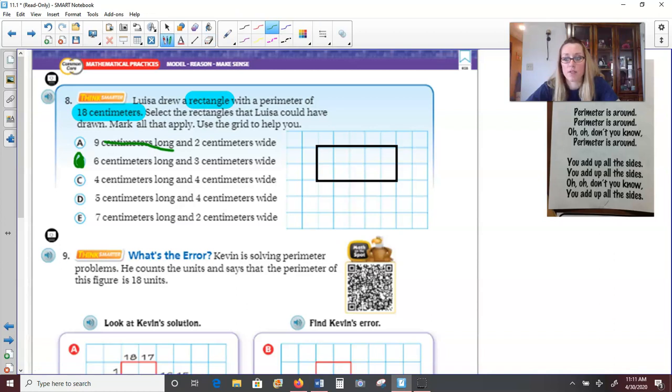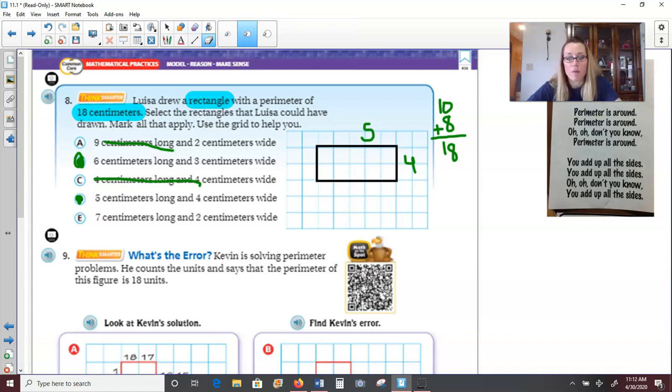4 centimeters long and 4 centimeters wide. So in this case, that would mean all 4 sides of the rectangle are 4, and 4 times 4 is 16, not 18. So that option wouldn't work. On letter D, 5 centimeters long and 4 wide. So something like this, and 5 plus 5 is 10. 4 plus 4 is 8. So when we add the total perimeter, that would equal 18. So that could work for our rectangle.